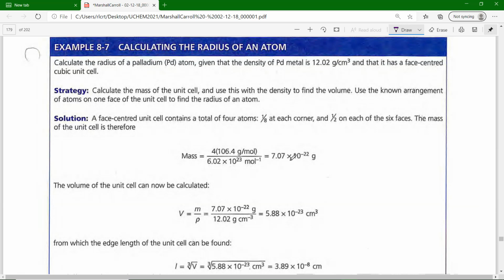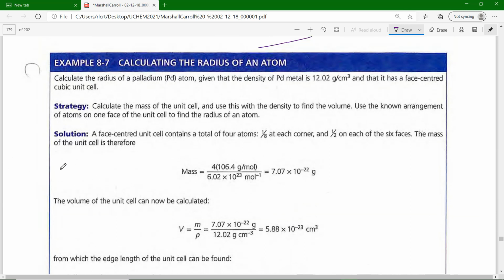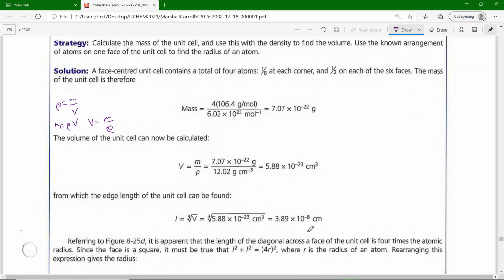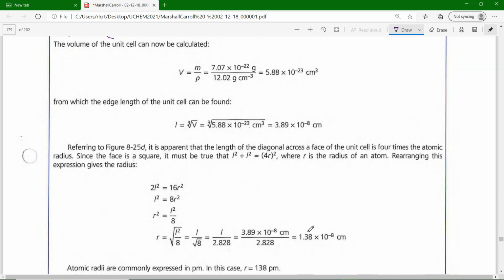So there's the mass. The volume is length cubed, but I'm given the density here, so rho is m over v, so cross multiply, m is rho v, so v is m over rho, and I've got the mass of the unit cell. I'm given the density, so the grams cancel, and you get the volume, and from there I can take the cube root of both sides to get the length, right? The length is the cube root, 3.89 by 10 to the minus 8th centimeters.